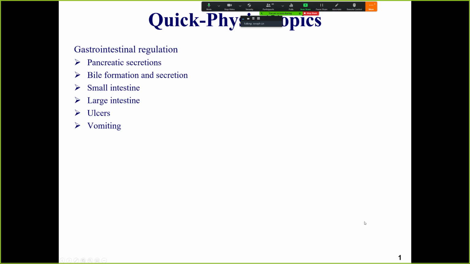What I want to do today is extend our discussion on the GI system. We're going to talk a little bit about the accessory organs and focus more on the stomach, going into the small intestine, the large intestines, the liver, and then, of course, maybe throw in a little pathophysiology for everybody, recapping the ulcers and emesis, the vomiting aspect of problems that can occur.